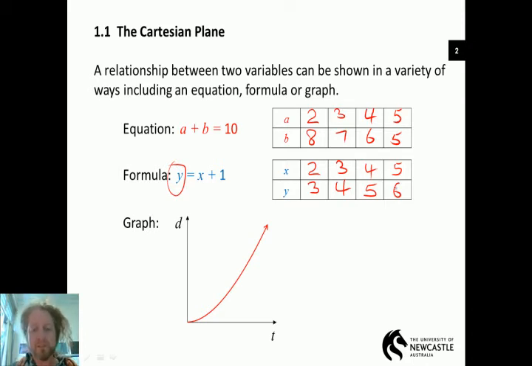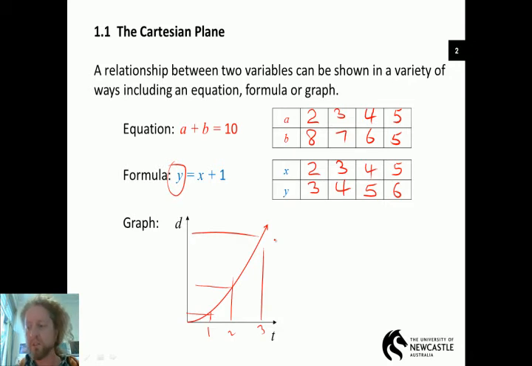This graph is supposedly of a car taking off from the traffic lights, looking at its distance versus time. As time goes on, maybe it's 1 second, it hasn't moved very far. After 2 seconds, it's moved a lot further. After 3 seconds, it's moved considerably further again. So it's accelerating. It's all sounding very physicsy, but we're just saying that yes, there are relationships that can happen between two variables, and we want to find a way to be able to graph these, which is the next week.